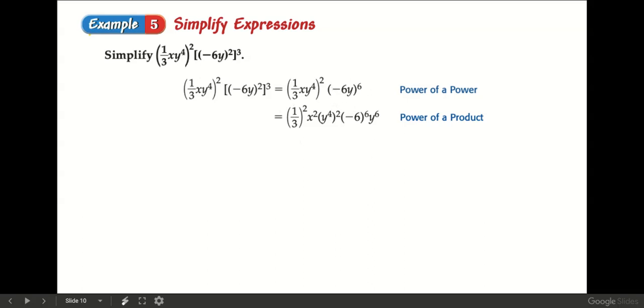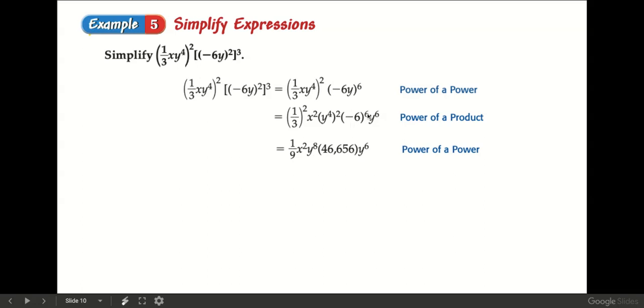And then I can simplify another step closer. 1/3 squared is 1/3 times 1/3, which is 1/9. X squared is just x squared. Y to the fourth, squared, is a power to power rule. So 4 times 2 is 8. So that's y to the eighth.